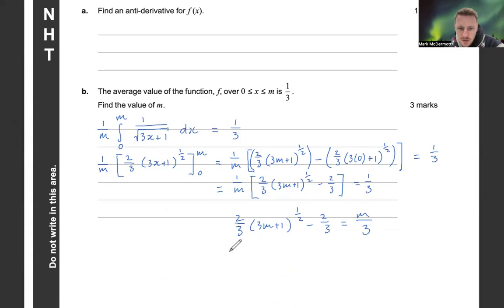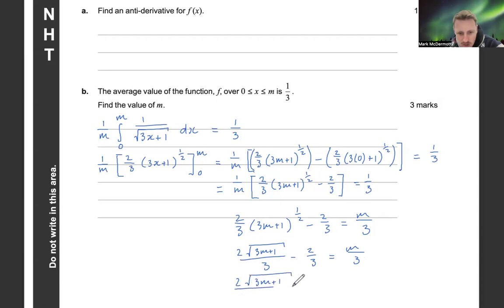Okay, then we can keep going. What would we get? I think we're going to get a quadratic. Let's think. We're going to get 2 times the square root of 3m plus 1 on 3 minus 2/3 equals m on 3. Okay, this is going to give us 2 times the square root of 3m plus 1 all over 3 equals, all right, add 2/3 to both sides. I'm going to get m plus 2 on 3 on the right-hand side.